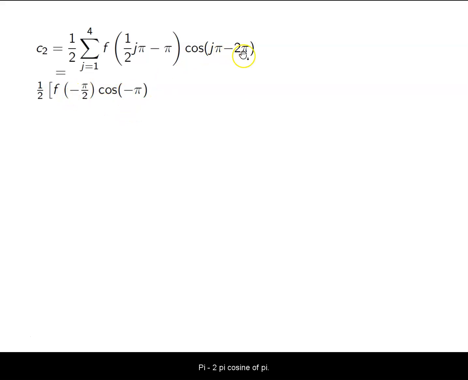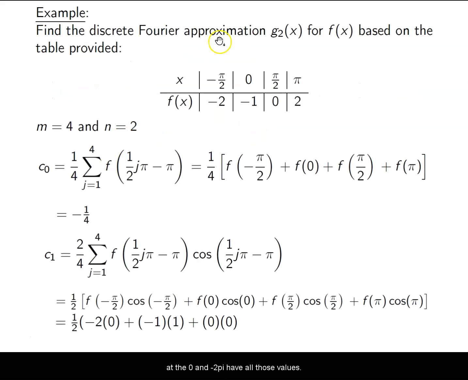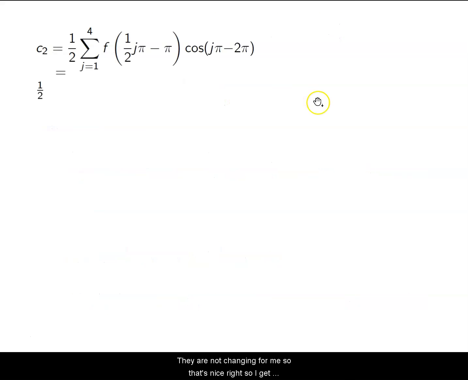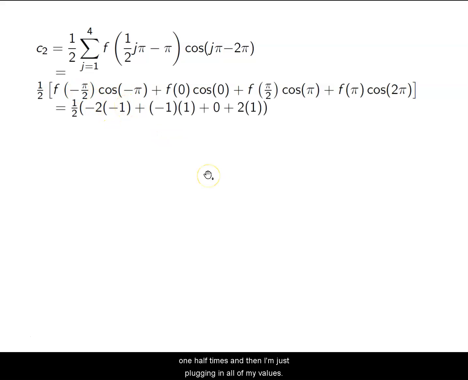Here, pi minus 2 pi is cosine negative pi, right? My next j is 2, so 2 pi minus 2 pi. My next j is 3, so that's 3 pi minus 2 pi. And for the last one, that's 4 pi minus 2 pi, or cosine 2 pi. But the f of pi, f of pi over 2, f of 0, f of negative 2 pi, all those values are not changing for me, so that's nice. So I get 1/2 times, and then I'm just plugging in all of my values: positive 2, negative 1, positive 2. So this will be 3/2, okay?